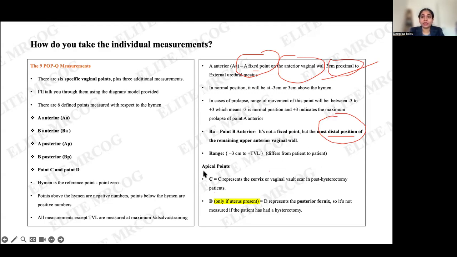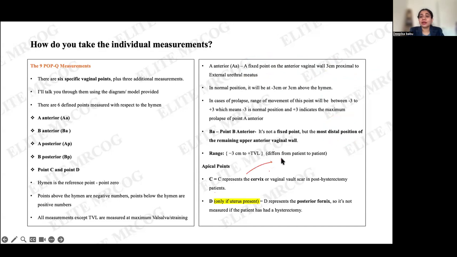Okay, clear everybody? What are those points you have to tell? Keep saying yes so that we can move forward. It's a bit complicated. Yes. So next would be point C and point D, we'll finish, and then we'll come to the posterior compartment.